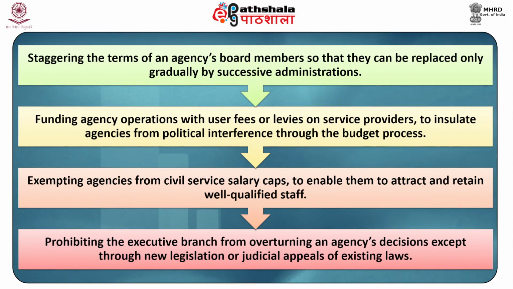staggering the terms of an agency's board members so that they can be replaced only gradually by successive administrations, funding agency operations with user fees or levies on service providers to insulate agencies from political interference through the budget process, exempting agencies from civil service salary caps to enable them to attract and retain well-qualified staff, and prohibiting the executive branch from overturning an agency's decision except through new legislation or judicial appeals of existing laws.